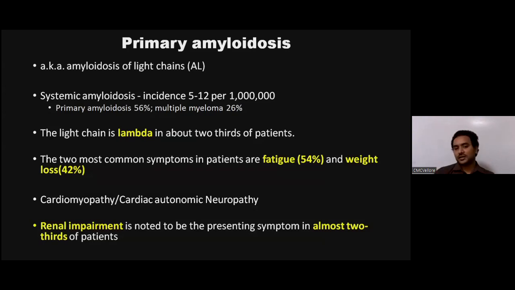amyloidosis can cause infiltration of the heart and can cause cardiomyopathies, but we should be aware of cardiac autonomic neuropathy. And we should ask for histories of any sudden cardiac deaths. Then secondly, renal impairment. Usually almost 65 to 66% of amyloidotic patients will have renal impairment. Initially, they can present with only renal impairment, like nephrotic range proteinuria alone, with fatigue and weight loss.